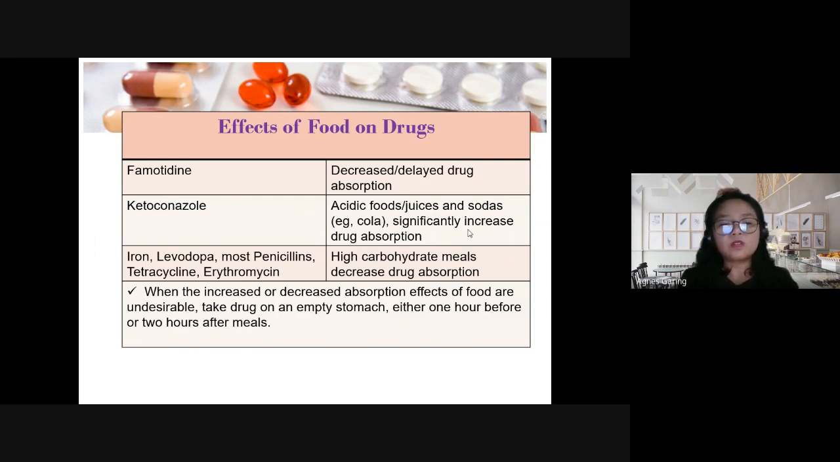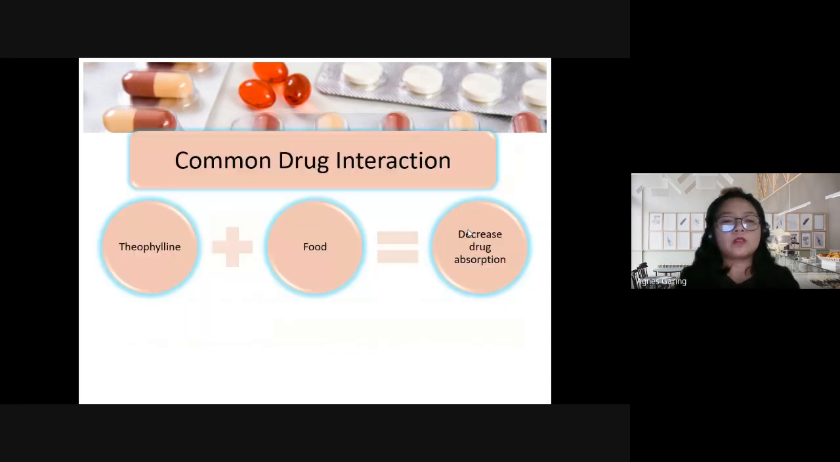And then other examples, levodopa, penicillin, tetracycline, erythromycin. So, a high carbohydrate meal, okay, will decrease drug absorption. And then note that when the increase or decrease absorption effects of food are undesirable, take with an empty stomach. Either 1 hour before meal or 2 hours after meals. So, other examples, theophylline plus food, decrease drug absorption. But there are some considerations here, class. It depends if it is a film-coated tablet or an immediate release tablet.